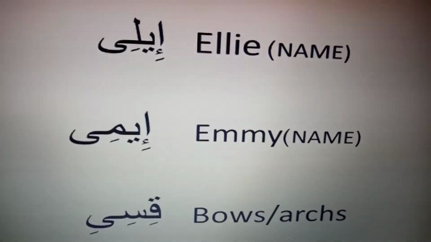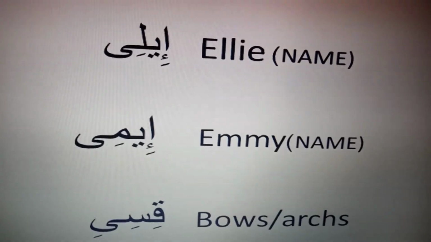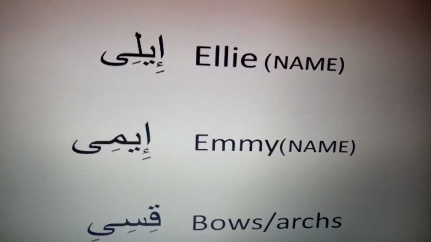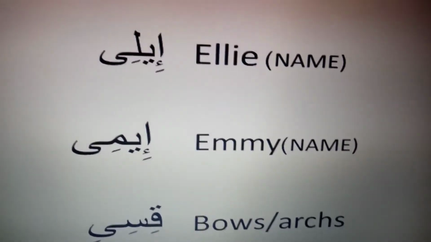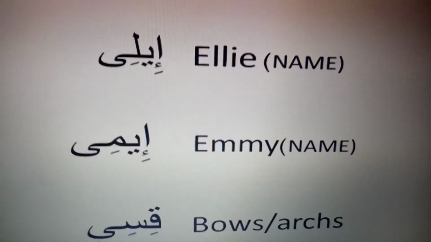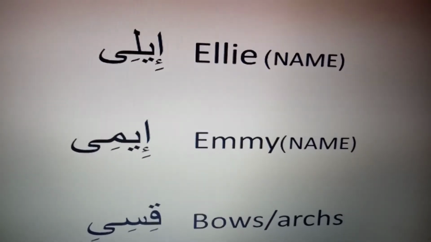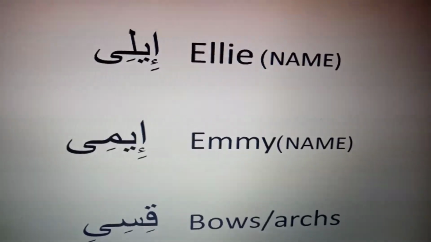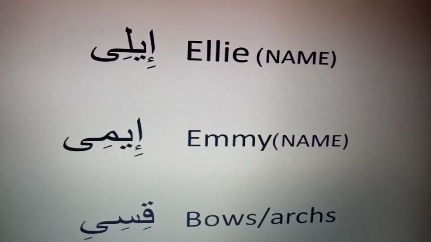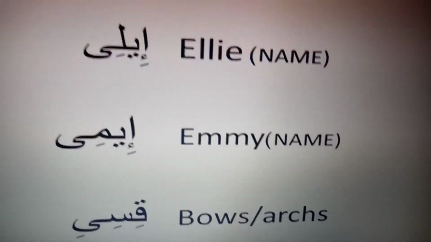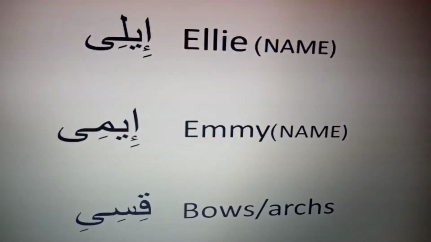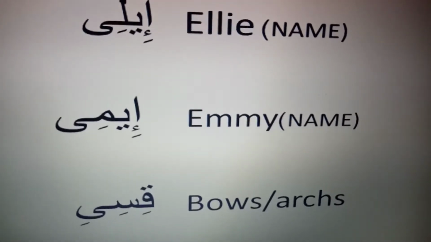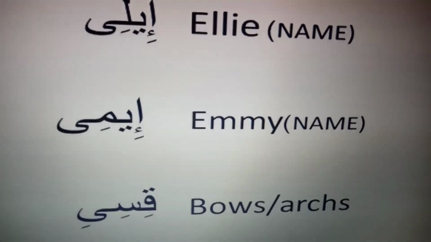So you can see here the first 2 words consist of 4 letters. But the letter ya makes them pronounced in that kasra form. We say e like that during the pronunciation of the whole word. The second word here is imi.